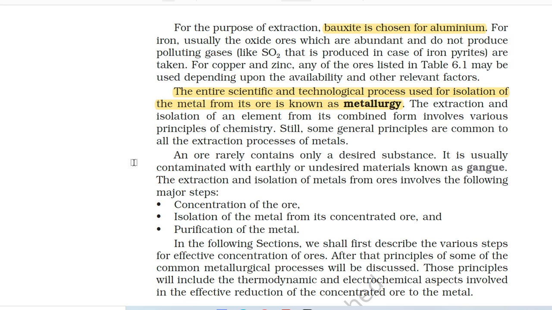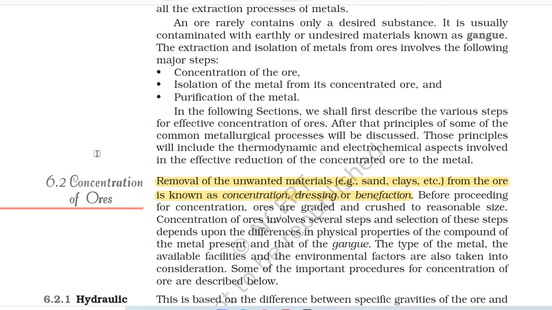The extraction and isolation of metals from ores involves the following major steps: concentration of the ore, isolation of the metal from its concentrated ore, and purification of the metal. In the following sections, we shall first describe the various steps for effective concentration of ores. After that, principles of some of the common metallurgical processes will be discussed. Those principles will include the thermodynamic and electrochemical aspects involved in the effective reduction of the concentrated ore to the metal.